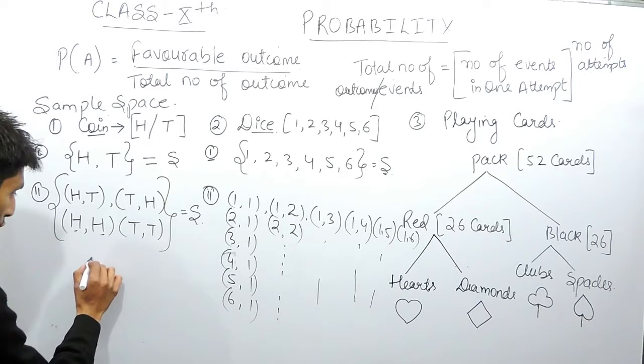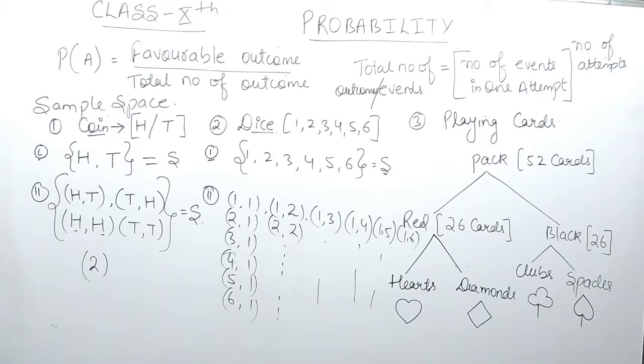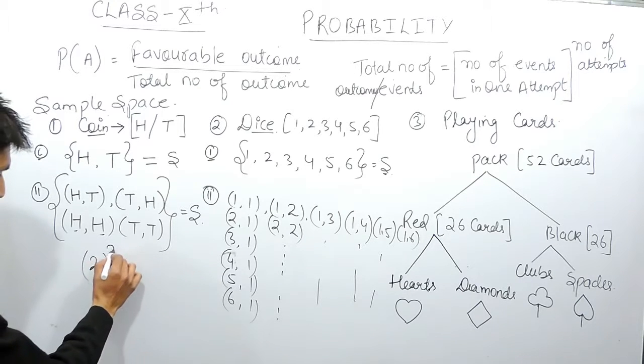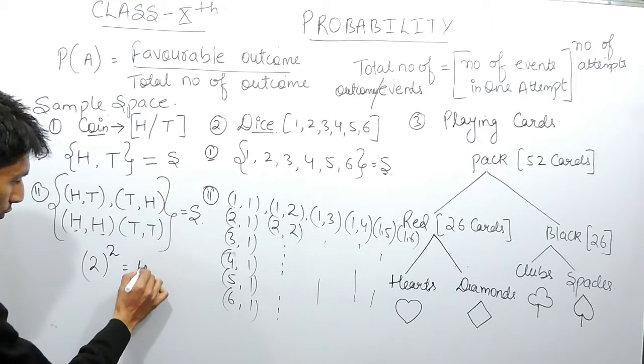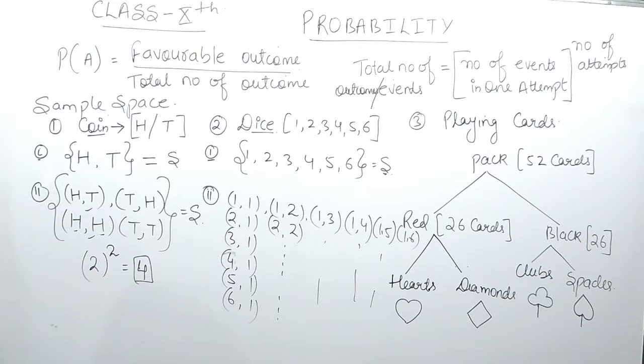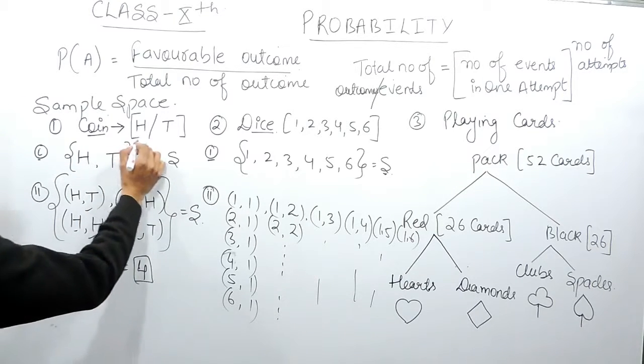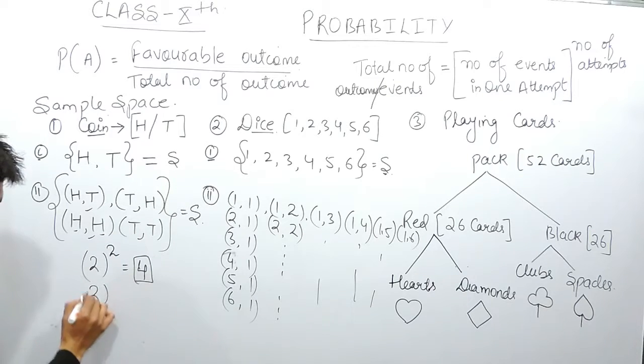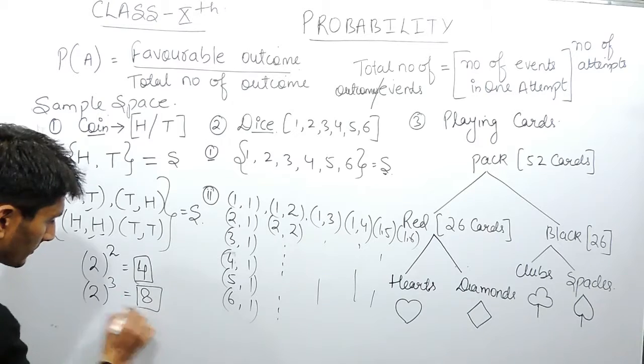So there are 2 events in one attempt, and here you are tossing the coin 2 times. So there are 2 attempts. So the total number of events will be equal to 4, which is the same as this. Now if I am tossing 3 coins simultaneously, in that case, because in one coin there are only 2 possible events, and your tossing is 3 times, the total number of outcomes will be 8 here.